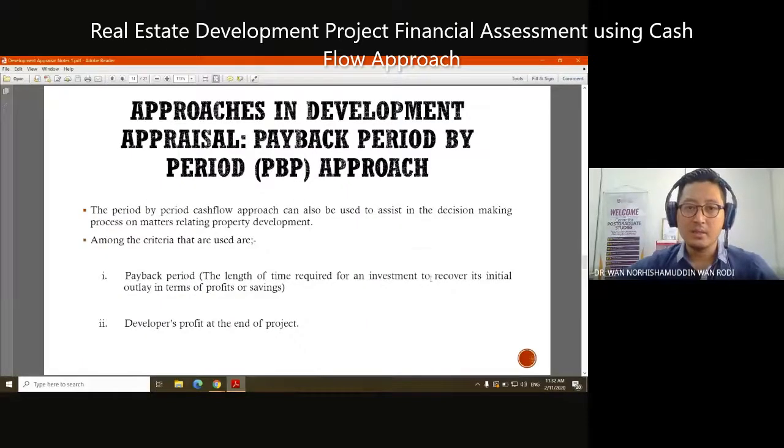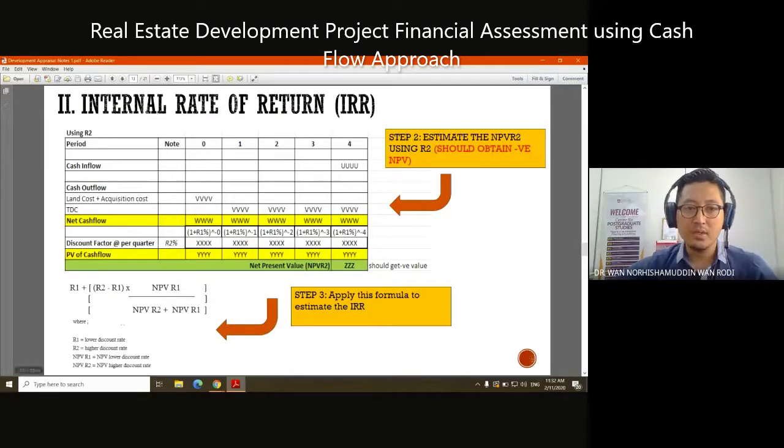Then the last figure that appears after you calculate using this formula is the internal rate of return. The rate will be used to determine whether the project is viable or not viable in terms of financial viability.